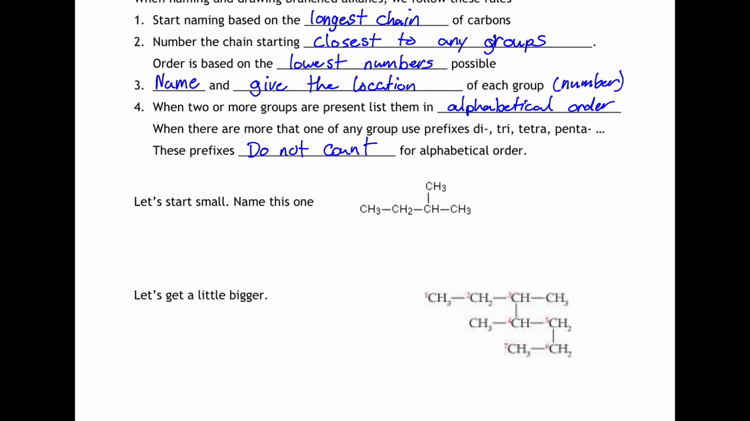All right. Let's start small and name this lovely looking thing. The first thing we want to do, I'm just going to list my ideas out so we can keep track and follow the pattern. So the first one is the parent chain. What is the longest chain? If I count up my carbons, I got 1, 2, 3, 4, 1, 2, 3, 4. So it doesn't matter because these 2 on the ends are going to be the same. So the longest parent is 4.